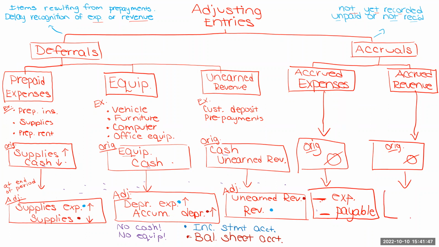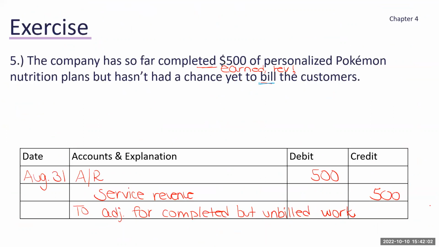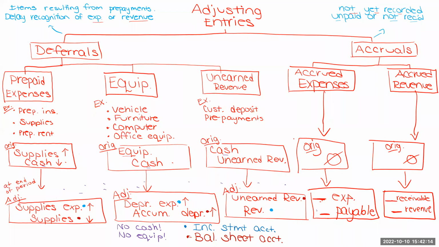Same thing with revenue. It's going to be some sort of receivable and some sort of revenue. You customize it based on the type of revenue and type of receivable. In the example here, it was accounts receivable, service revenue. If it was interest owed to us, it would be interest receivable, interest revenue. Just depends, but it's going to be some sort of receivable and some revenue.